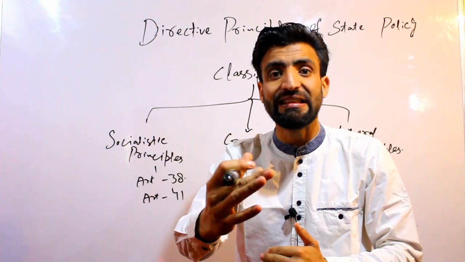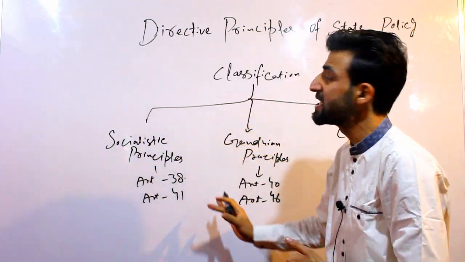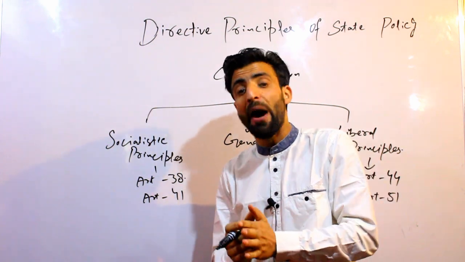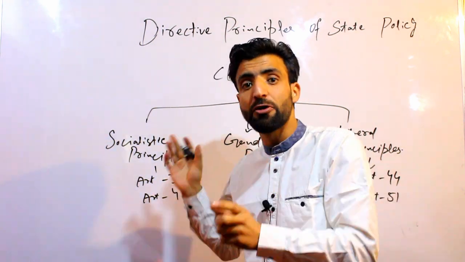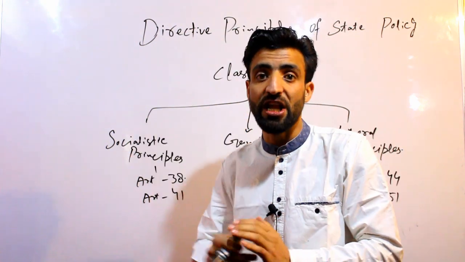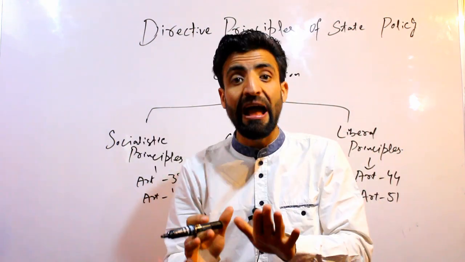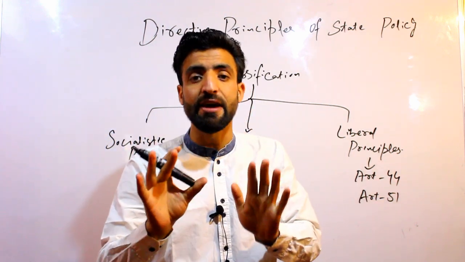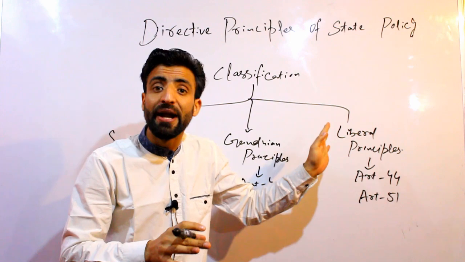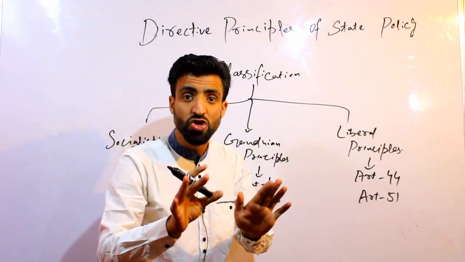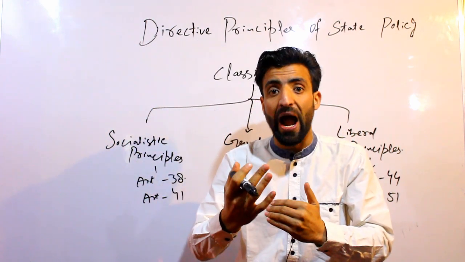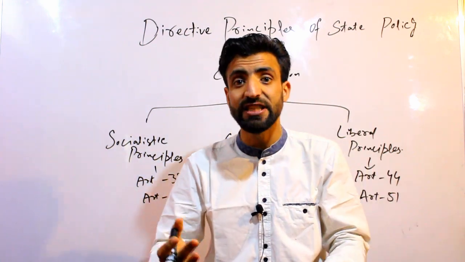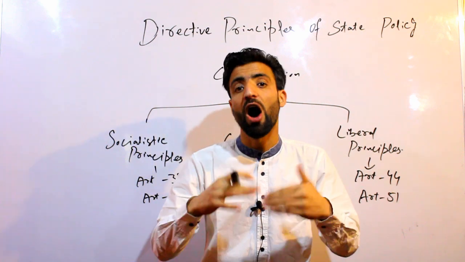But you cannot compel the state to enforce these principles, because I have already told you these directive principles are non-justiciable in nature. But on the one hand, they are non-justiciable in nature, and on the other hand, Article 37 provides that they are fundamental in the governance of the country. So the state has to keep in mind these directive principles of state policy while formulating any law or policy.